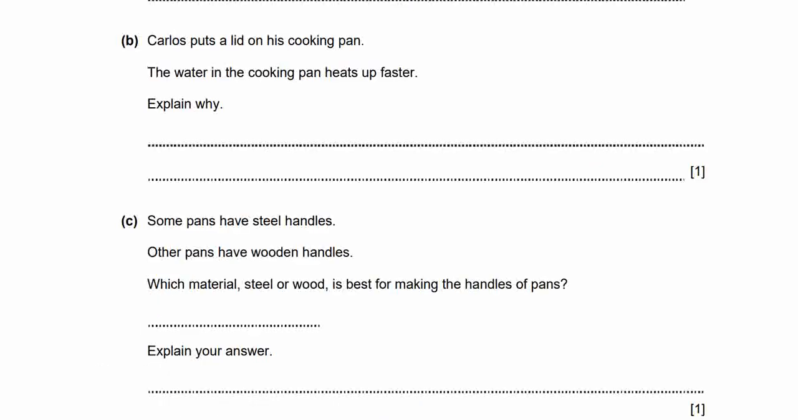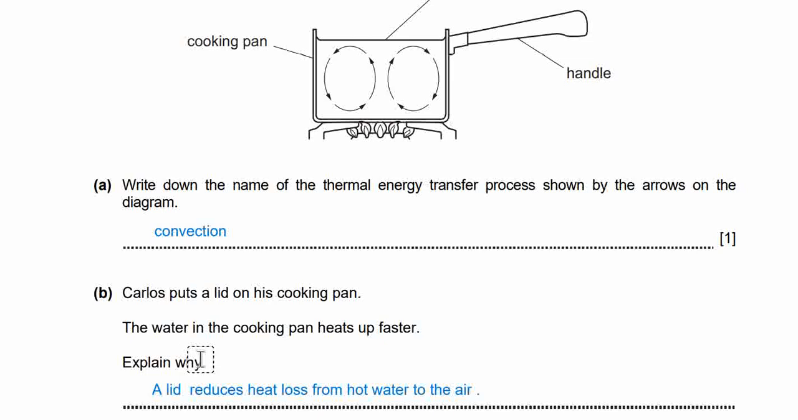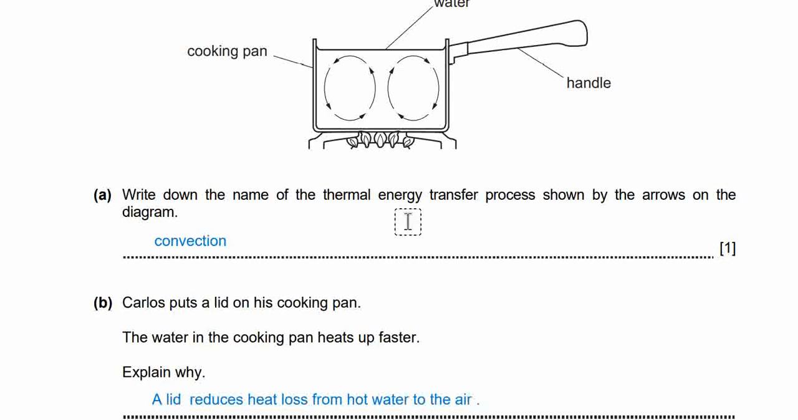Next, Carlos puts a lid on his cooking pan. The water in the cooking pan heats up faster. Explain why. We can write down: a lid reduces heat loss from hot water to the air. That's the reason it heats up faster, because the heat loss is reduced.